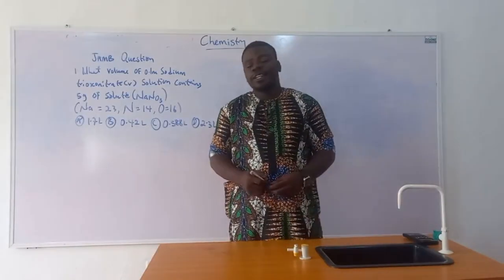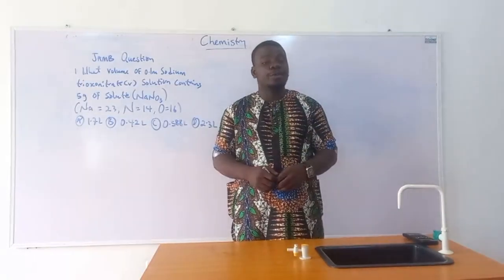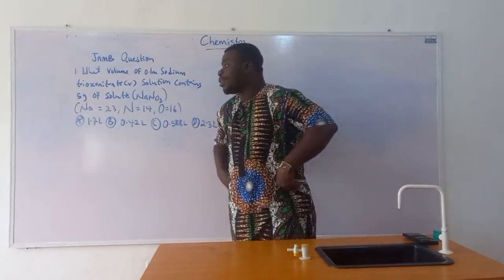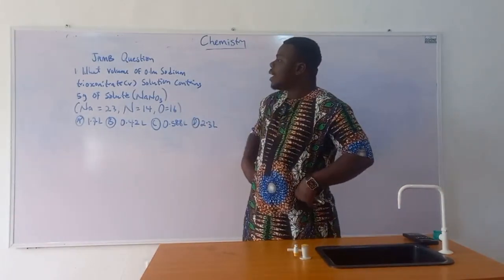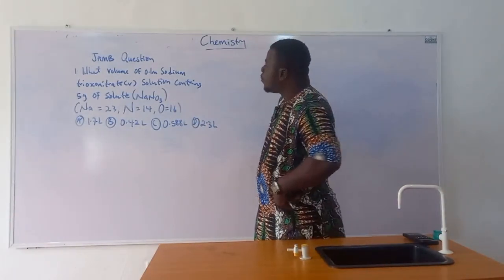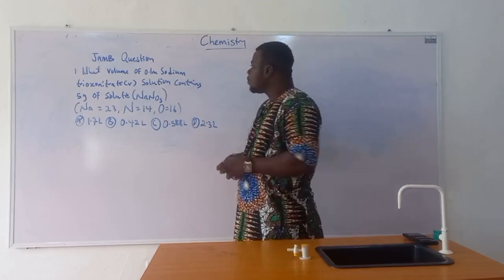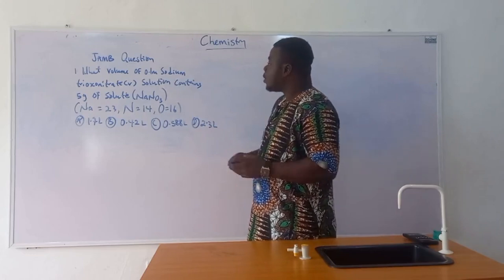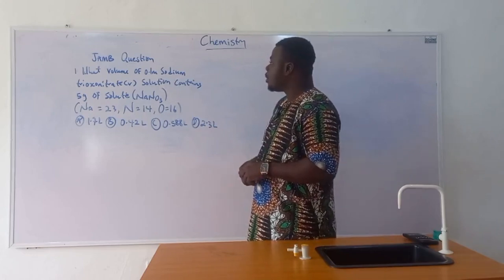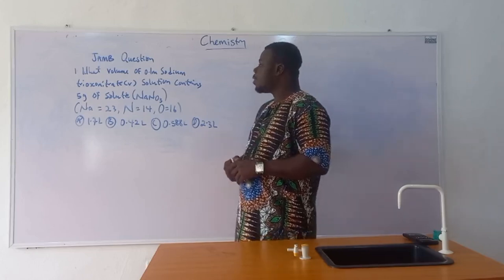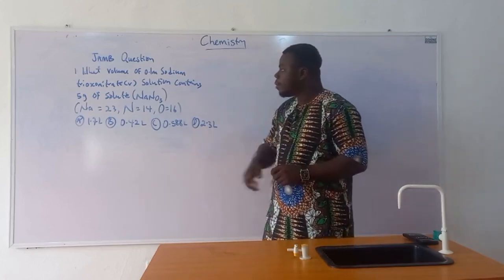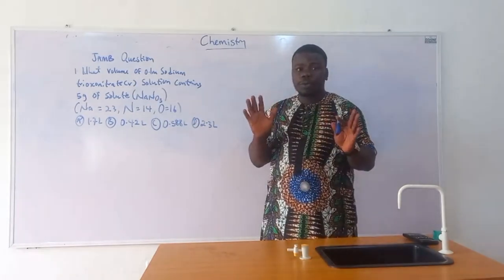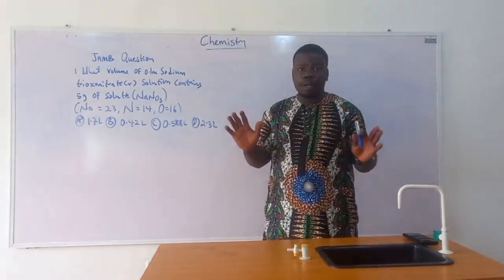So welcome to the calculation aspect of stoichiometry. And here on the board, you can see that this question is from JAMB, and they are asking us what volume of 0.1 mole sodium tetraoxonitrate(III) solution contains 5 grams of solute, and this is the compound. Now, the first thing we'll do is to calculate the molar mass.